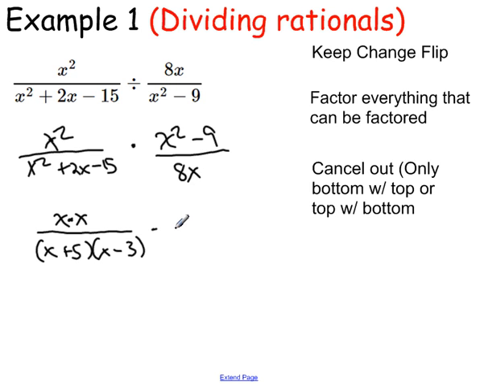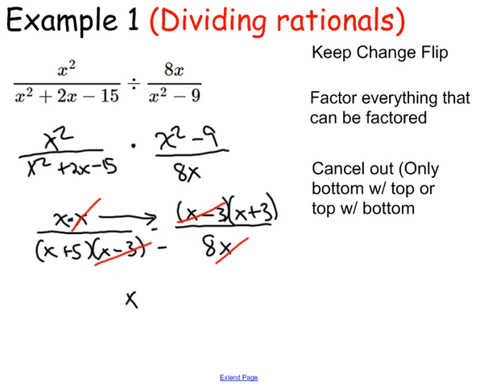To factor x squared minus 9, I'll need 2 sets of parentheses. That's a difference of perfect squares, so it'll be x minus 3 and x plus 3. And 8x cannot be factored, so I just bring that down. Now it's time to cancel out. So this x minus 3 will cancel out with this x minus 3. And then this x will cancel out with this x. So that means I'm left with x, right?